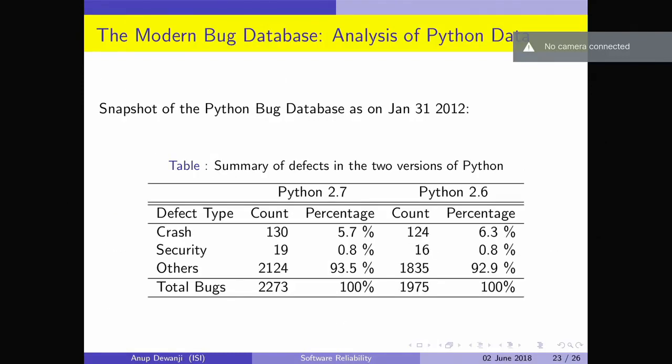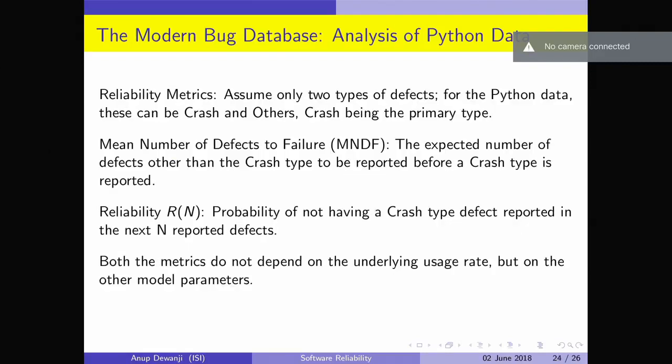So this is the Python bug database. This came in 2 versions. There are 3 types of defects: crash, security, and others. And this is the total count. And maybe no point spending more time. Let us look at reliability metrics.